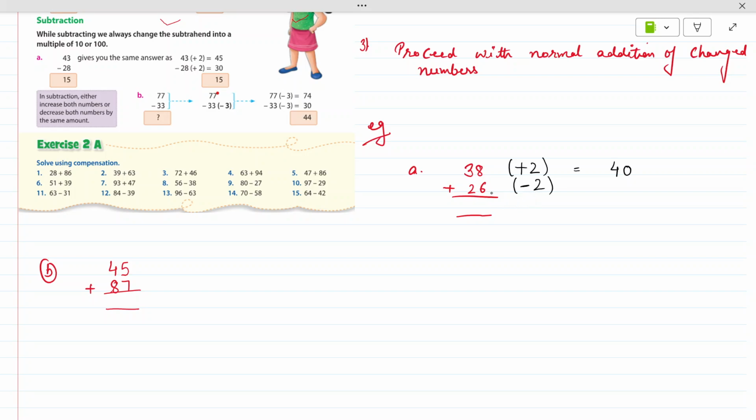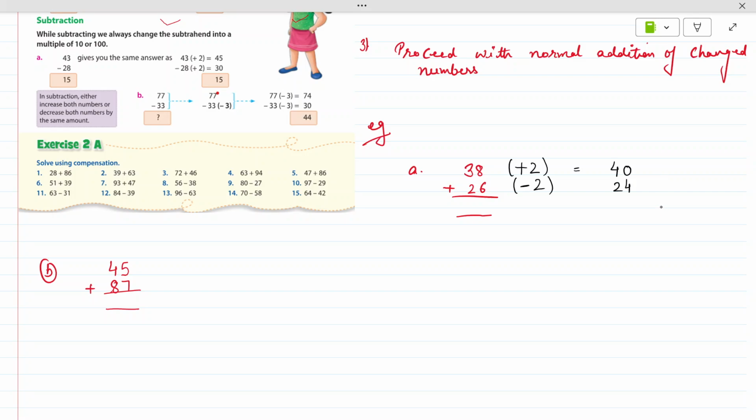So when I do 26 minus 2, it becomes 24. So I have two numbers now. First, what we did, we made 38 a multiple of 10, adding 2 to it. And then, second step, we are subtracting the same amount from the other number. I have got this number 24. 26 minus 2 is 24.